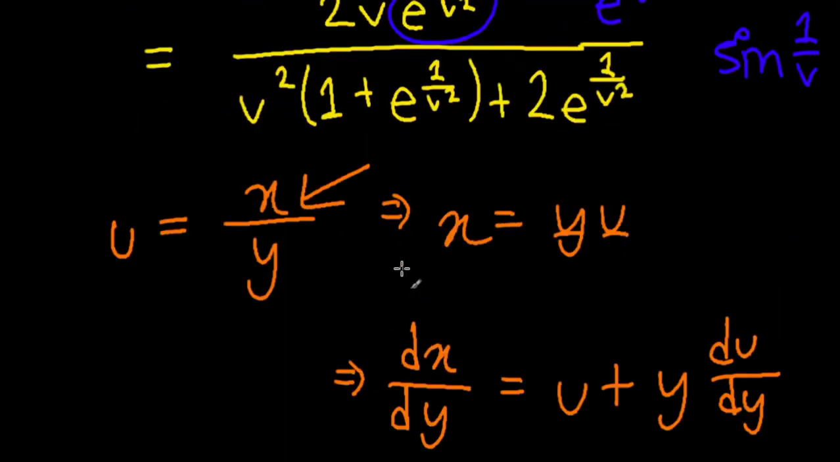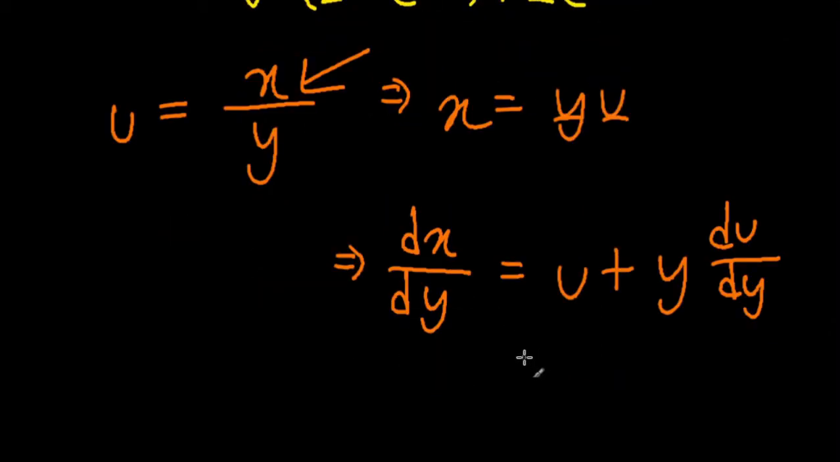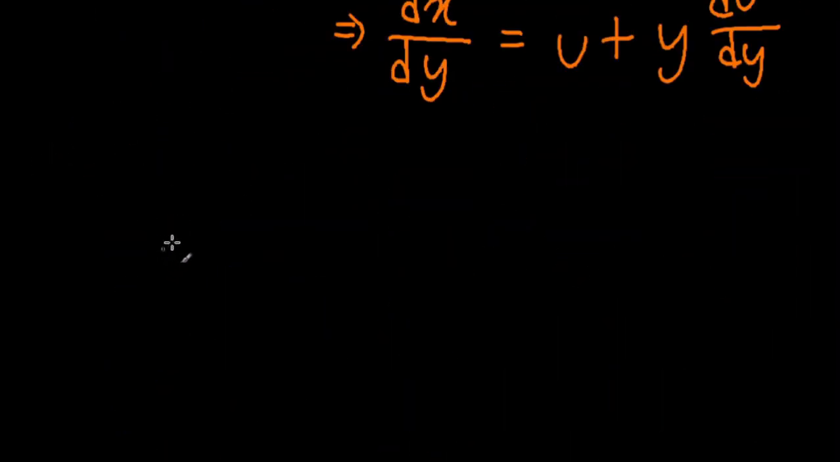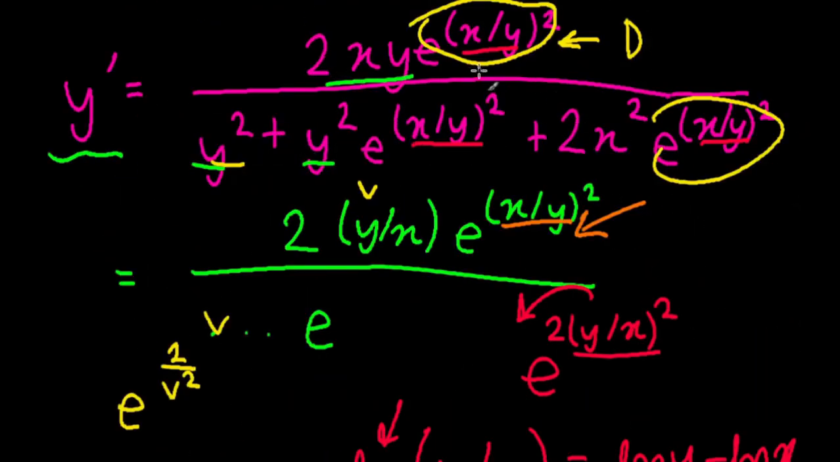So now what we can do is put this in the original equation. One thing is, we first need to note this is the expression for y prime. The expression for x prime, basically dx by dy, is just going to be the reciprocal of this.